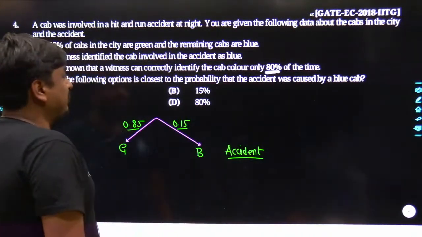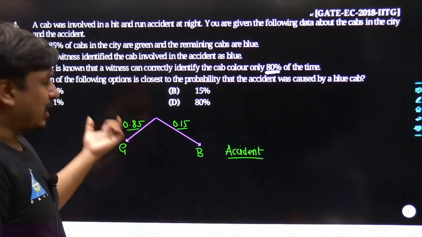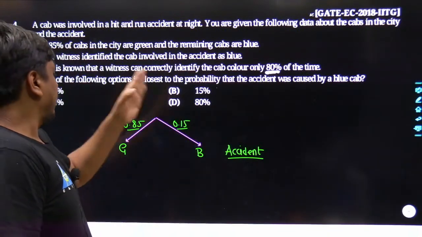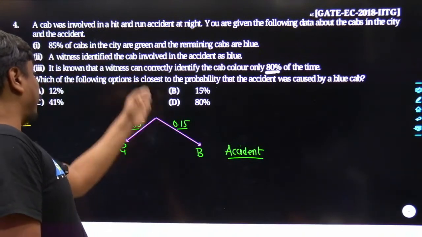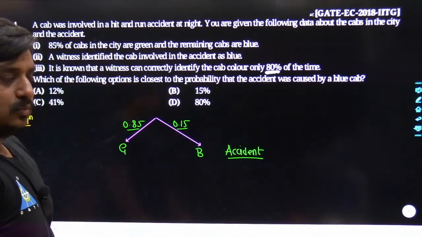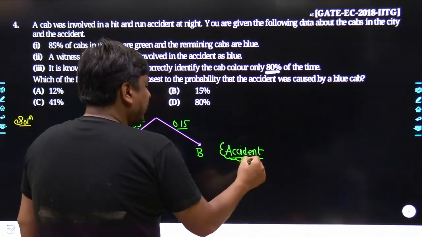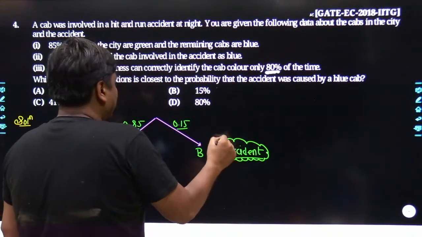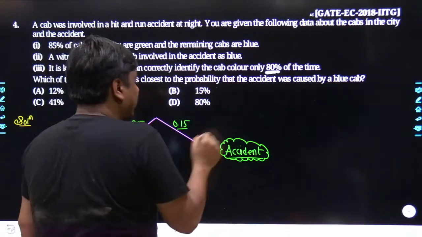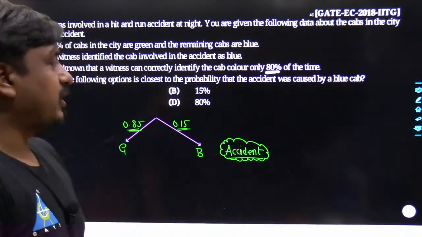Now many of the students may argue, sir, how are you saying so? Because the population of the green cab is larger and the population of the blue cab is lesser. So obviously the hit and run case must have been performed more in case of green, and similarly it must be lower in case of blue. That must be clear to all of us. So the possibility that the hit and run case has been carried out by the green is 85%, or 85 out of 100 times, and similarly here it is 15 out of 100 times.